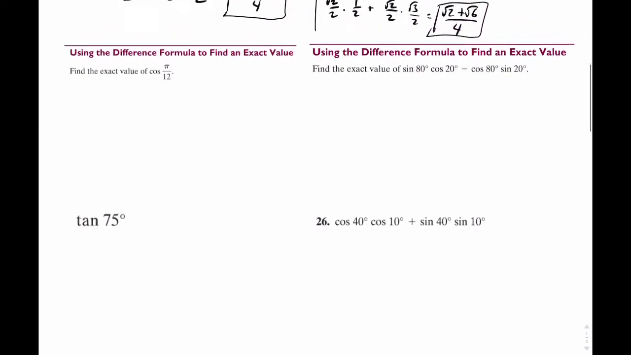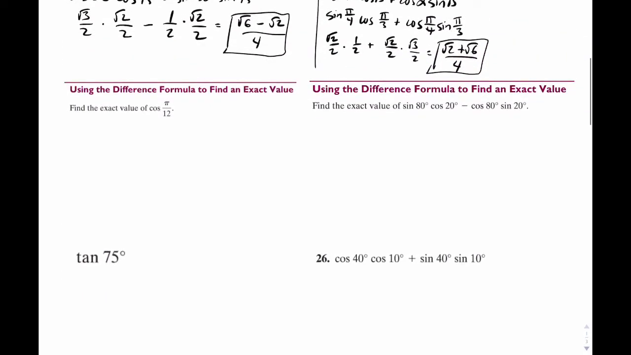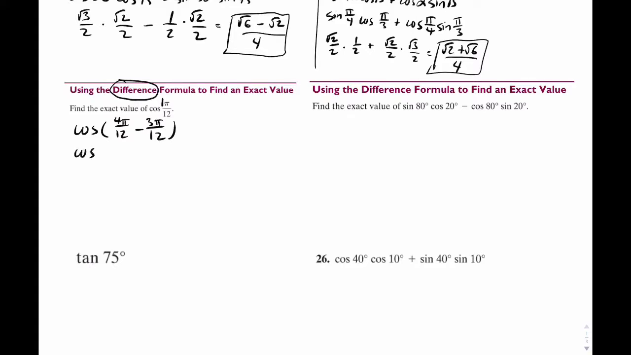So in this example, we have cosine pi over 12. And notice how we're going to use the difference formula. That's because this is 1 pi over 12, and it'd be much easier to subtract to get to 1 pi rather than to add. So quickly think to yourself what two numbers you'd subtract to get that. So that would be 4 pi over 12 and 3 pi over 12. And then that will reduce to pi over 3 and pi over 4.